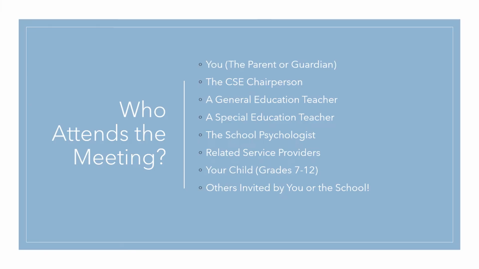There are several members that attend the CSE meeting: the parent or guardian, the CSE chairperson, a general education teacher, a special education teacher, a school psychologist for the initial eligibility meeting, as well as the reevaluation meeting, related service providers depending on the services that your child receives. Your child could be invited if they are in grades 7 through 12, and then others invited by you or the school.